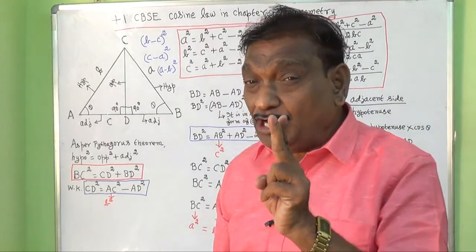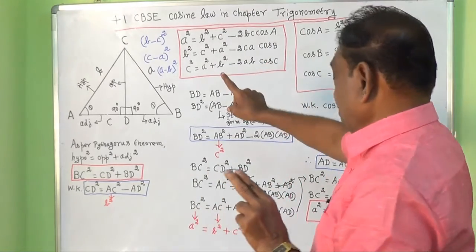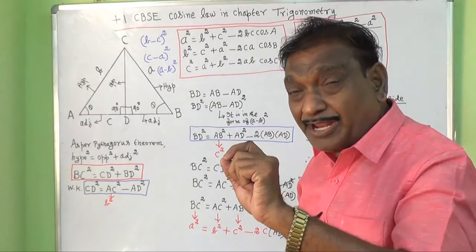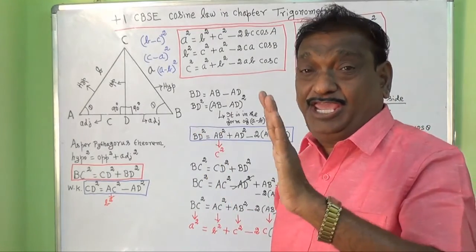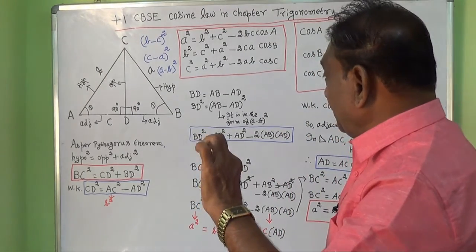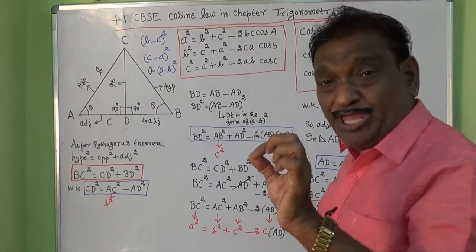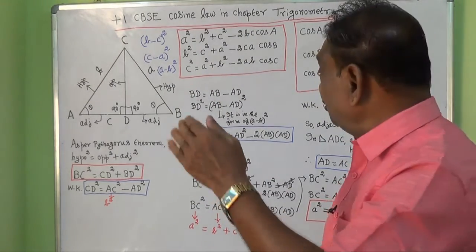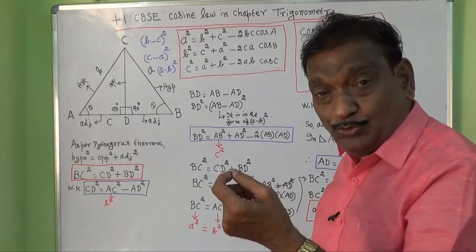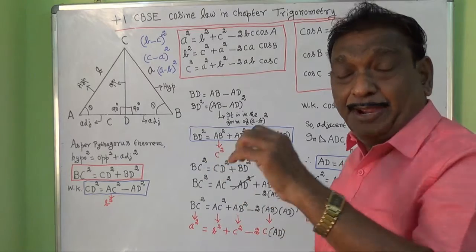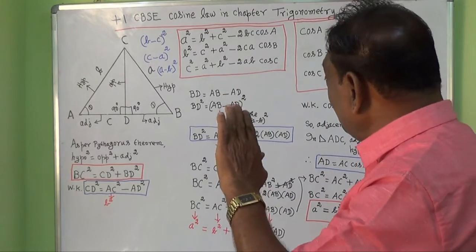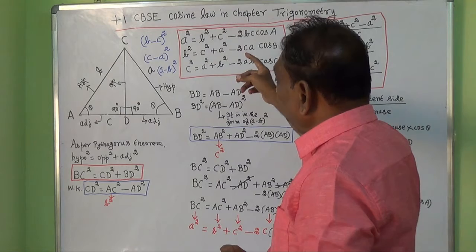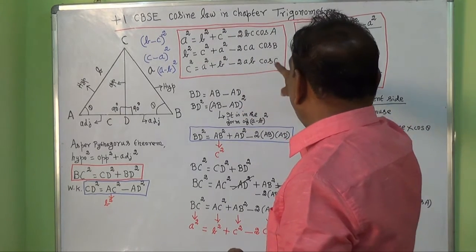There are three cosine laws. One is a square equal to b square plus c square minus 2bc cos A. The second is b square equal to c square plus a square minus 2ca cos B. The third is c square equal to a square plus b square minus 2ab cos C. There are also three more formulae. After seeing these formulae, we will come to those formulae.